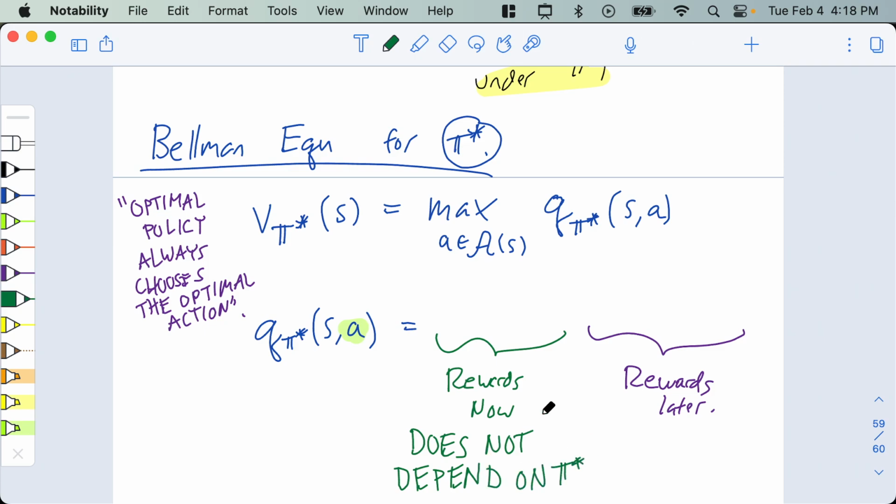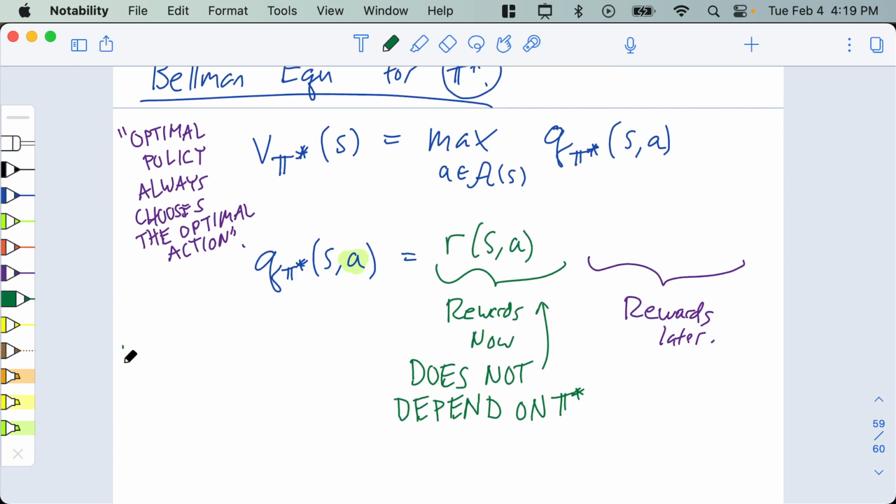So this is the whole secret: we're peeling off the part that does not depend on pi star. If you're at state s and you take action a, the policy pi star does not affect what you get now. It will affect what you get later, but not what you get now. What you get now is some amount of reward, r of s,a. So r of s,a is the expected one-step reward starting at state s and taking action a. So that's the reward you get now.